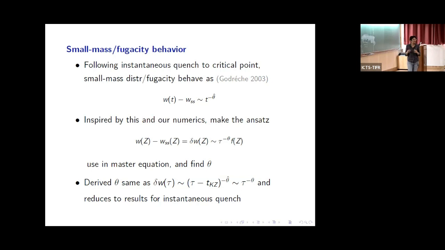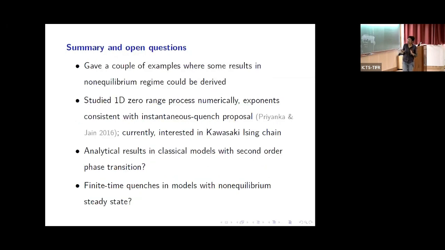And again, we plugged it in our small mass equations and did power counting and so on. And there we find that the derived theta is the same as if you think that the system is spending this time, tau minus tau_KZ, in the non-equilibrium regime, raised to the power of this coarsening exponent. So the basic idea was that you think of the non-equilibrium regime as if there's an instantaneous quench in it. And this is also consistent with that basic idea. So that is all I wanted to say.